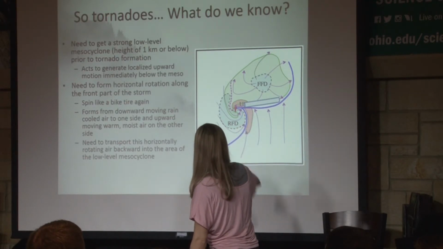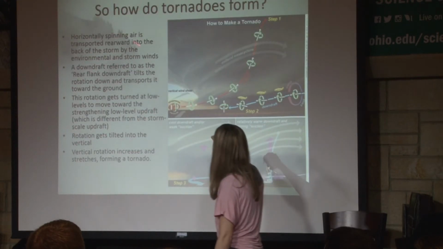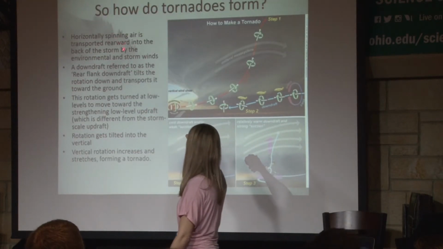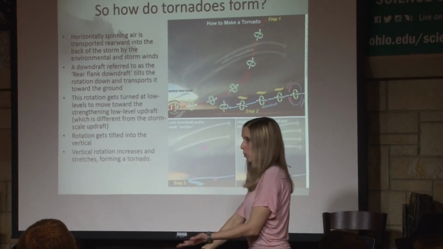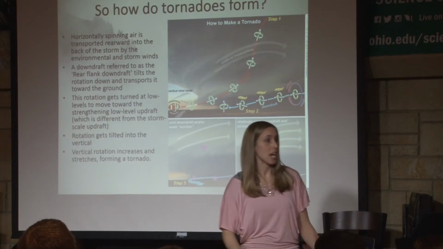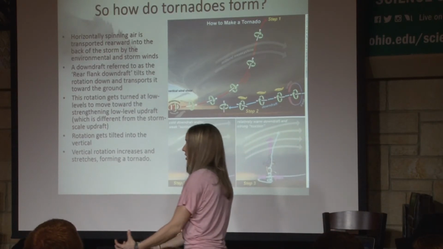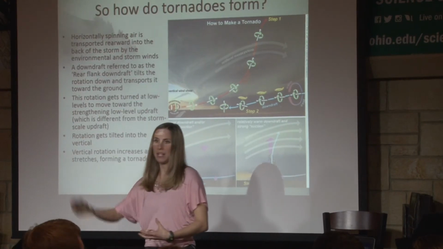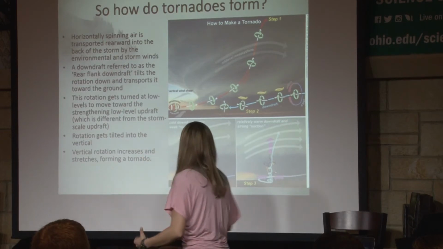That needs to happen. And then additionally, after that happens, we need to transport this horizontally spinning air, which is a couple hundred meters or so above the ground, downward. So we need to have this rear downdraft in these supercells to actually create downward motion and get that horizontal spin tilted down and be oriented in the vertical like a top.